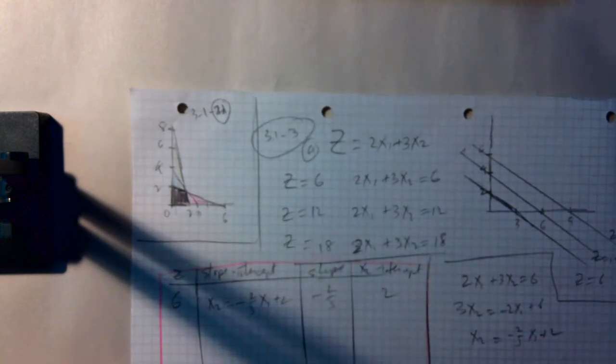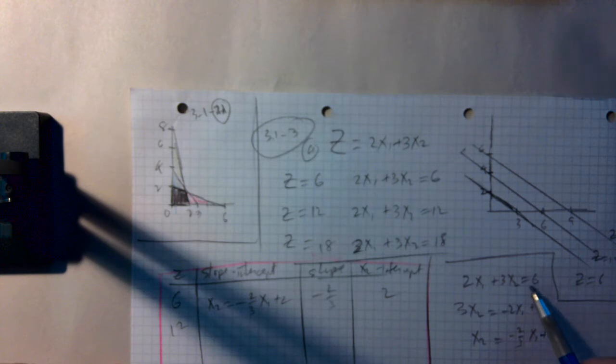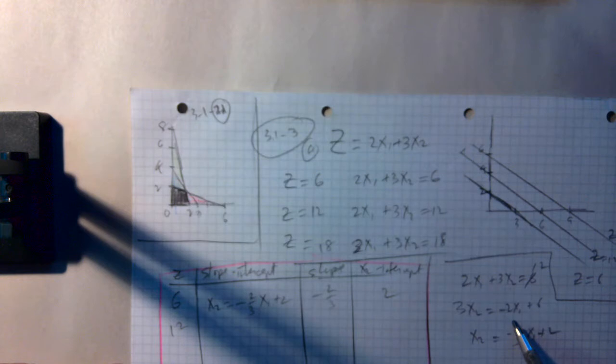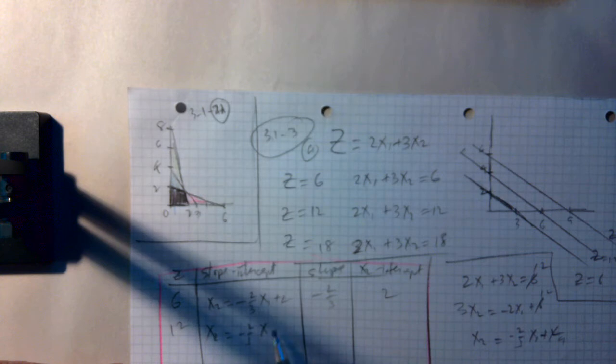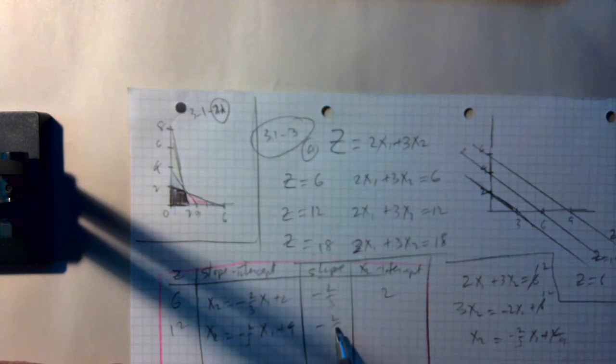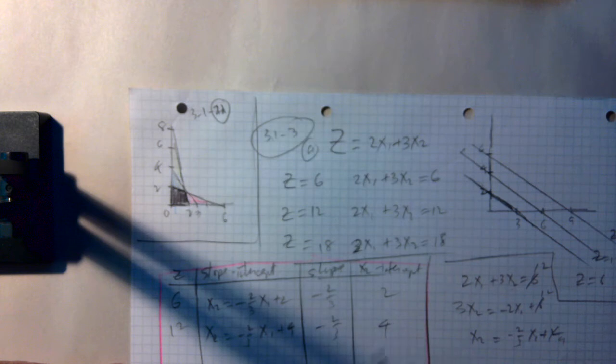This is our table. What about when z is 12? When z is 12, we have 2x1 plus 3x2 equals 12. So 3x2 is minus 2x1 plus 12. Divide by 3, x2 is minus 2/3 x1 plus 4. So x2 equals minus 2/3 x1 plus 4. The slope is still minus 2/3, and the x2 intercept now is 4.